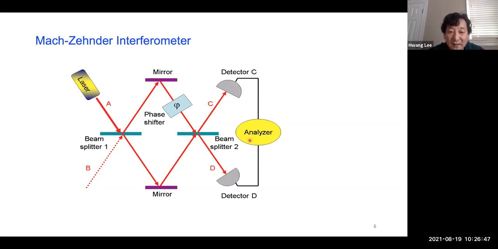This is in some sense equivalent to the famous Young's double slit experiment, in the sense that the beam splitter represents the two slits, and of course two paths. And here the second beam splitter and the detector setup all together is equivalent to the screen on which the interference pattern is written.